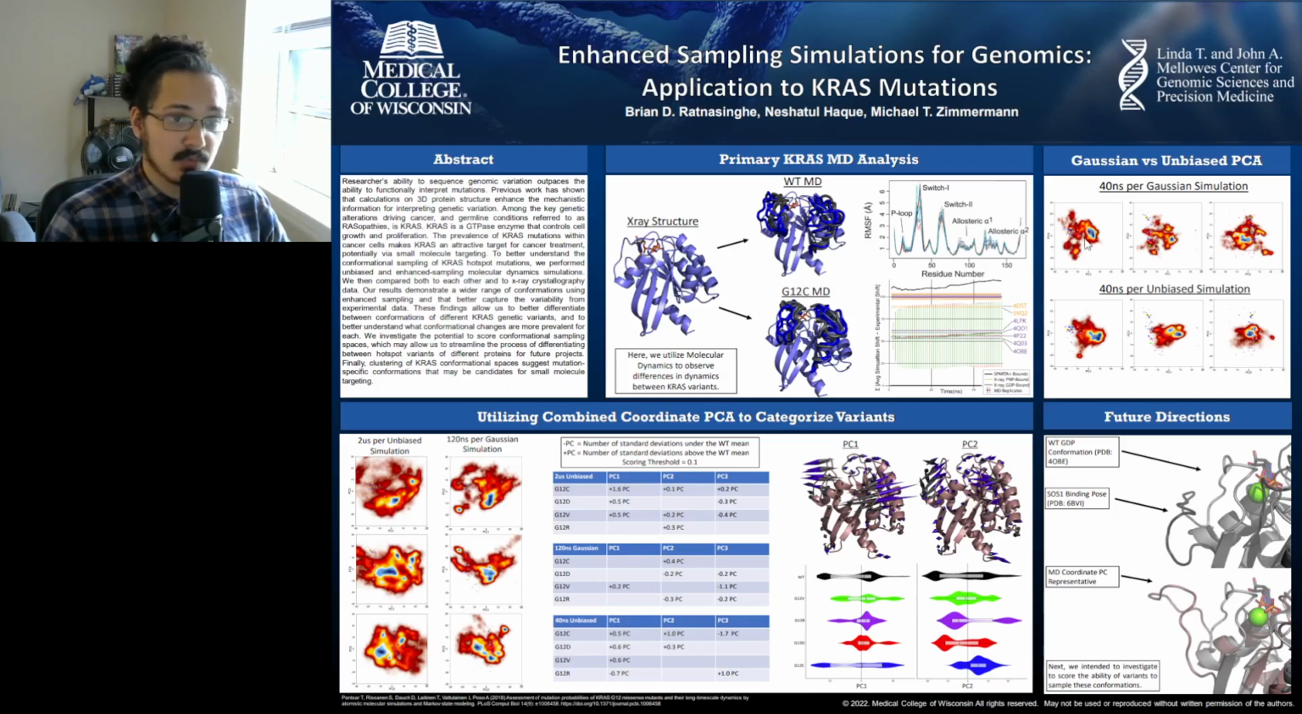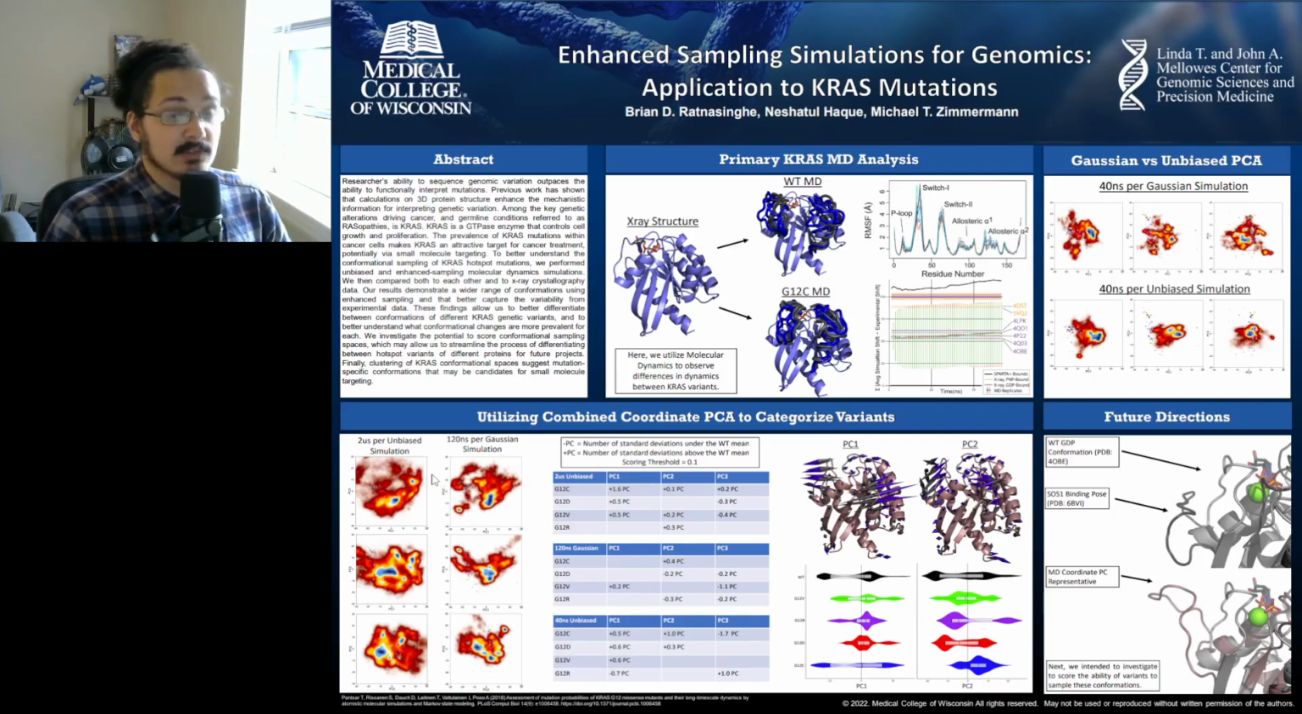And what we can see here is that using Gaussian enhanced sampling, the X-ray conformations under 40 nanosecond simulations overlay quite nicely over the MD sampling spaces, compared to unbiased, and there's a lot less overlap in space between X-ray and the unbiased. So that's something interesting. We at least determined that it could be quite reasonable to use Gaussian enhanced sampling, at least at this lower time scale.